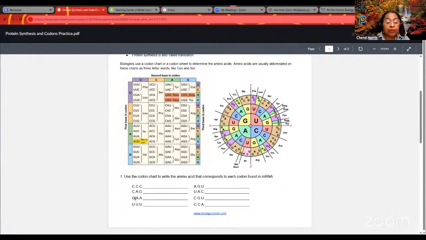All right, third one is GAA. So we're going to start with G on the first letters, the fourth one, the little blue box on the first side. A at the top is the third column, the green one. So we come down the green column, down back to our fourth row. And now we're looking for A. So GAA is going to give me glutamic acid, GLU. Those are the letters you write on the line.